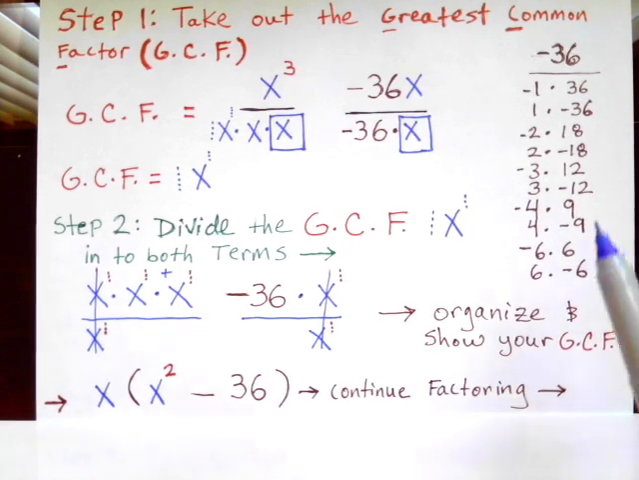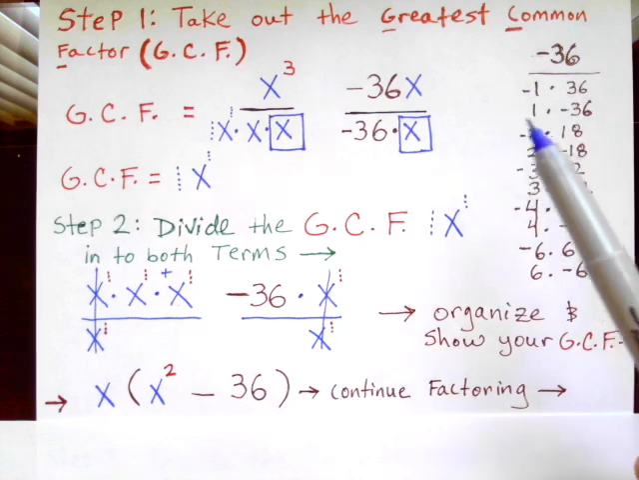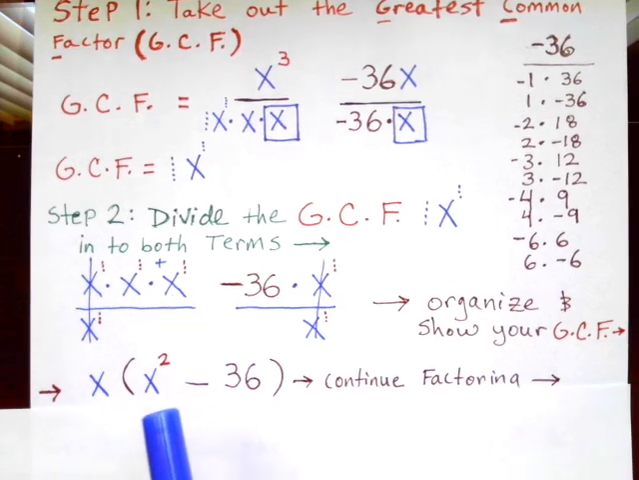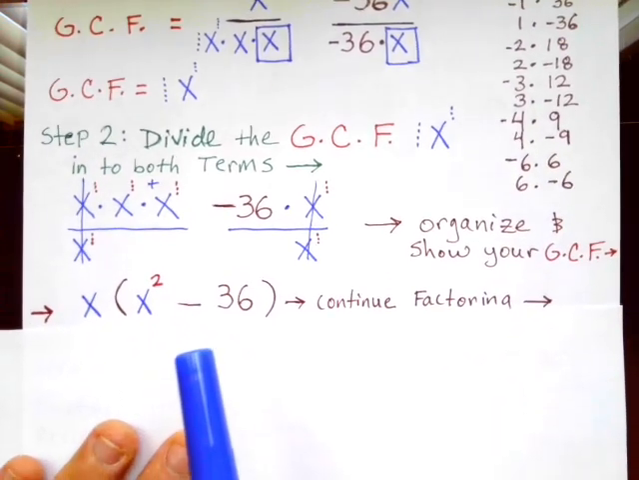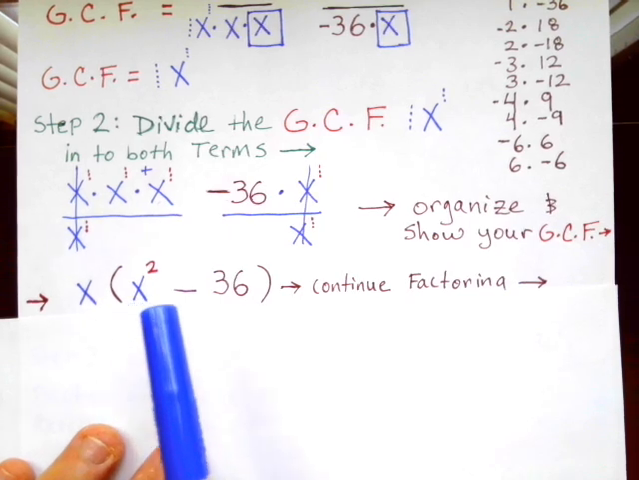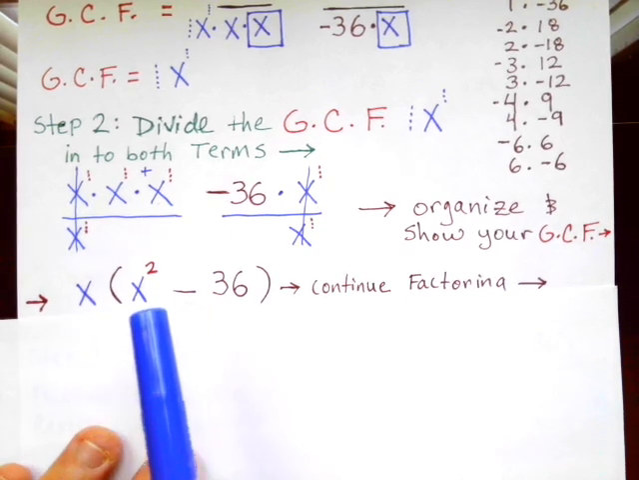But before we do that, take a look up here at my factor tree. Excuse me. These are all the numbers that multiply to a negative 36. I'm looking down here. Raise this up a little bit. I'm looking down here inside the parentheses. I know x times x is x squared.